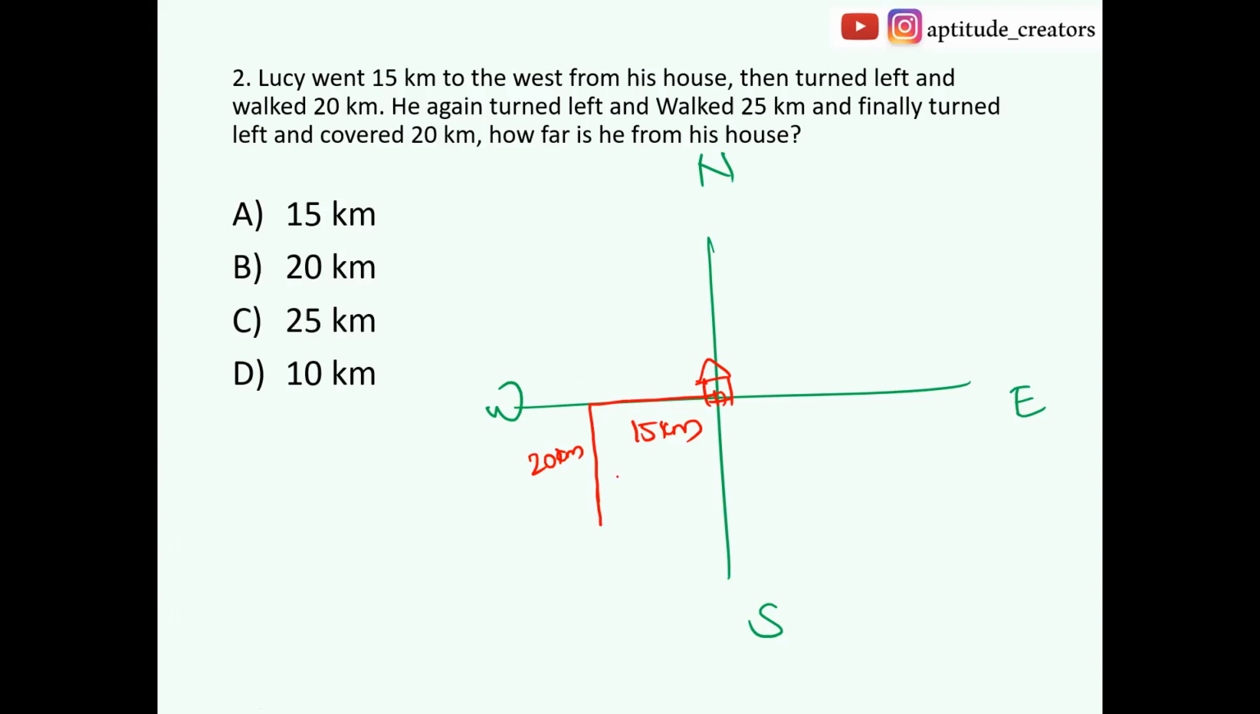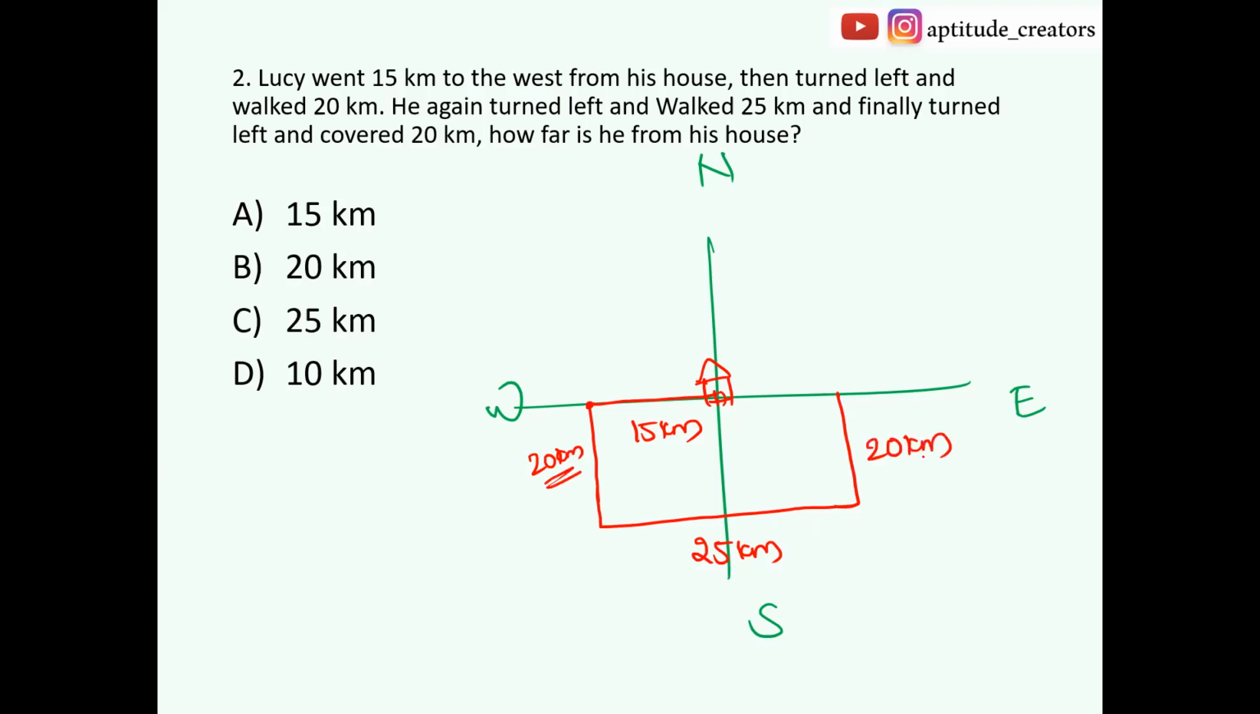And again turn left and walked 25 kilometers. This is very important. Here 15 kilometers, and we have to draw an extension from 15 kilometers. Correct? And finally turn left and cover 20 kilometers. Yes, this is 20 kilometers only.